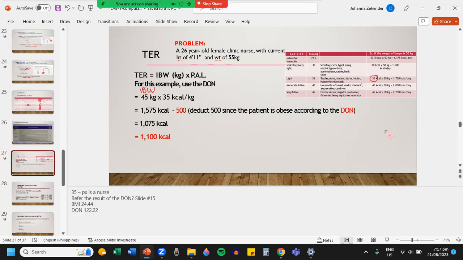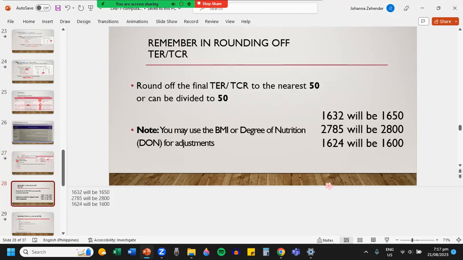Again, you may pause the video at this point to analyze the solution of this problem. Again, here are guidelines in rounding off for TER and also for the TCR. We round off the final TER or TCR to the nearest 50 or an amount that can be divided by 50. You may use the BMI or degree of nutrition for adjustments. So here are some examples to help guide you.